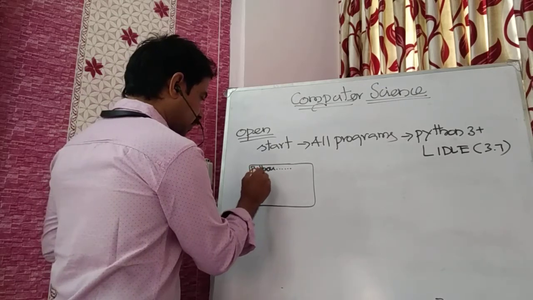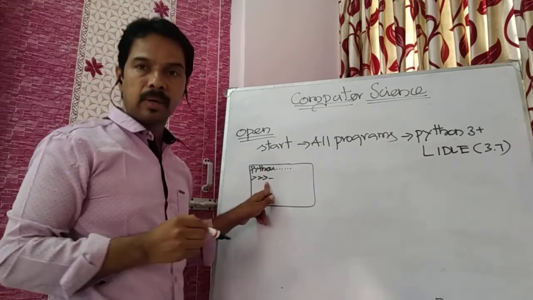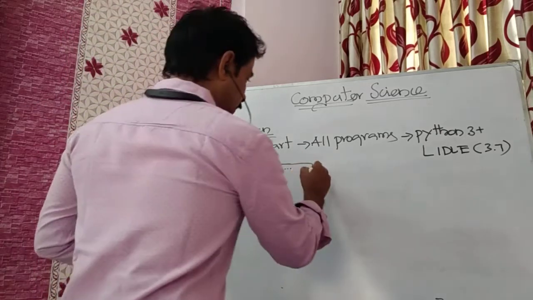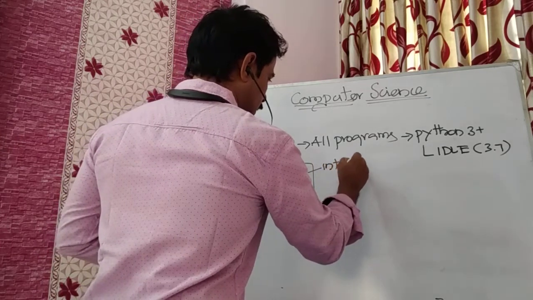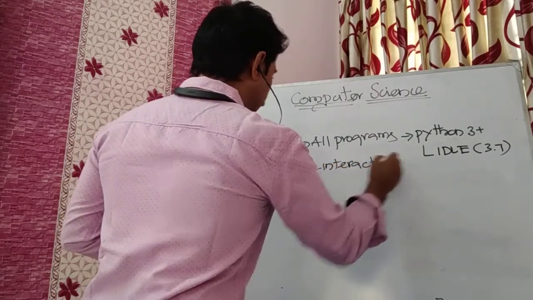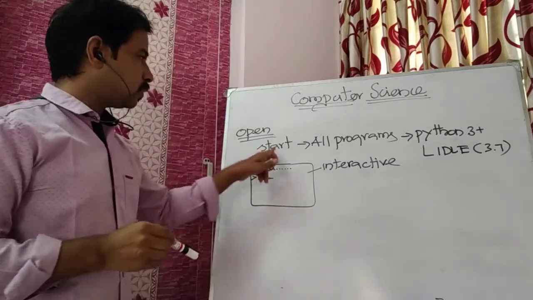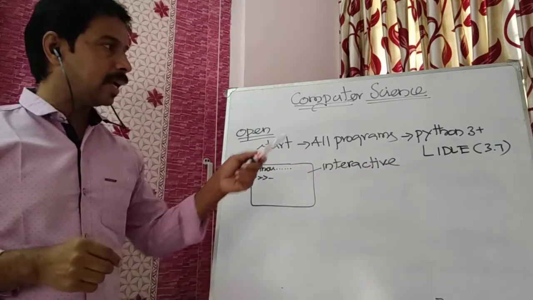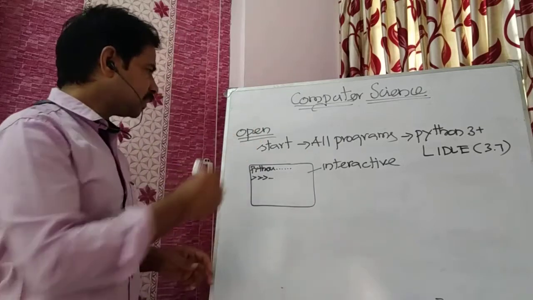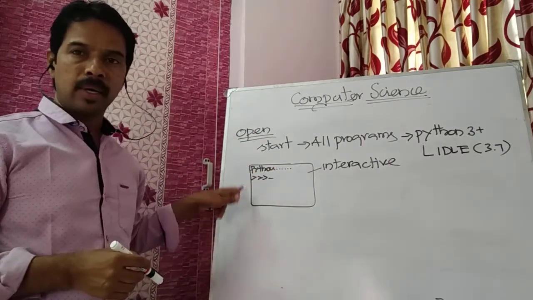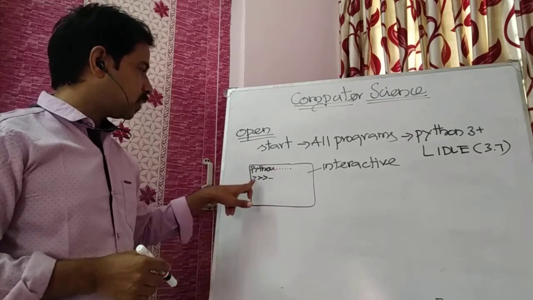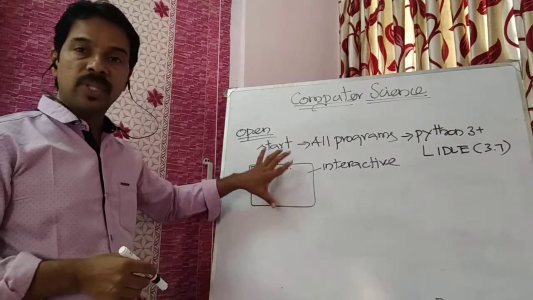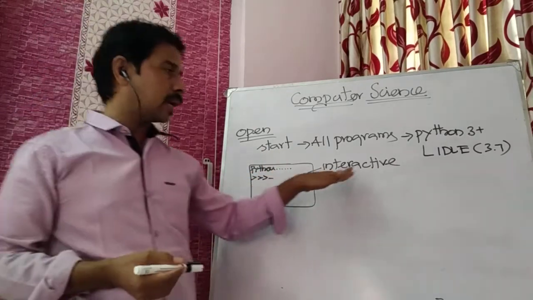Apart from that, you can see this triple greater-than symbol. This is called interactive mode. As soon as you select IDLE 3 point something version, immediately you can see a text box like this, and in that you can see this triple greater-than symbol. That's the prompt. If you access this window, that is called interactive mode.